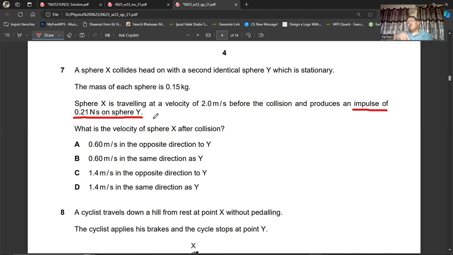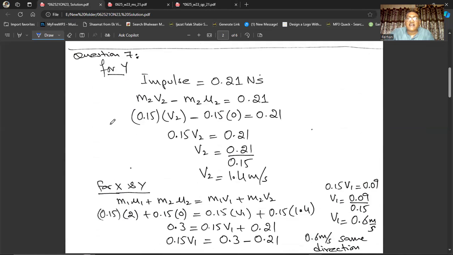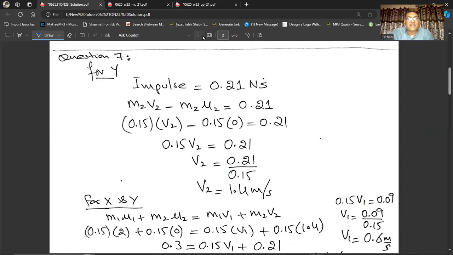So I know that the initial velocity of the Y was 0. Its mass is 0.15 kg. After the collision, its mass will obviously still be 0.15 kg. But what will be its velocity? We can calculate. And once I know the velocity of the sphere Y after the collision, I will be able to tell what is the velocity of the X after the collision. What is the velocity of the sphere X after the collision? It's a little heavy question.